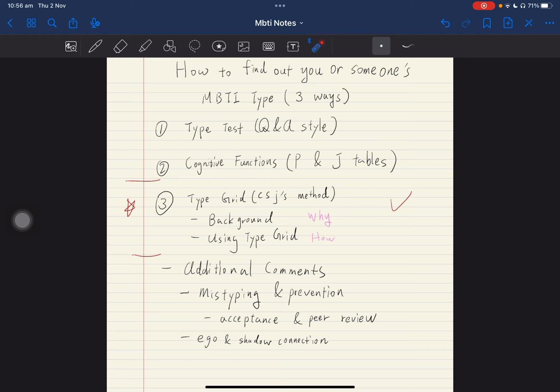I will actually explain how to use the type grid, and I will go over the why afterwards because some people may be in a hurry to know. But I would still recommend staying for the background because it will give you more tools, more keywords you can use when you are actually trying to type someone. But to just understand how it works, I will go over that first.